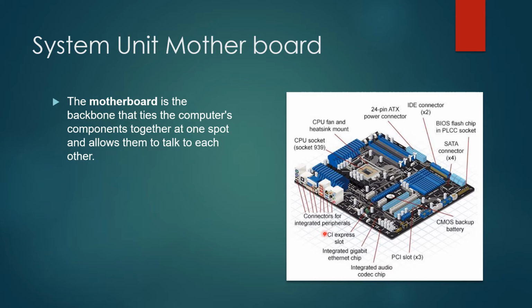Connectors for the integrated peripherals. This is to connect the input and output devices. Generally, we can call these ports. CPU socket. This is to connect the processor. Over the processor, there is a CPU fan to reduce the heat of the CPU. Power connector. This is to connect the SMPS. IDE and SATA connectors are to connect the hard disk drive.